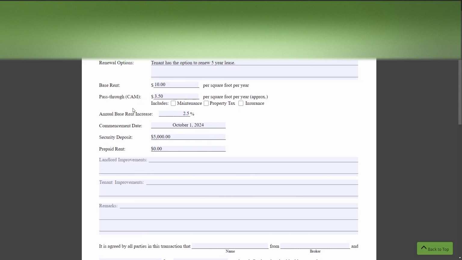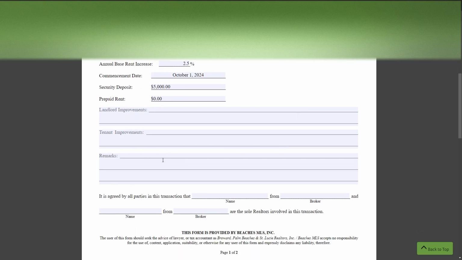Sometimes the insurance could be in the CAM, but most of the time the insurance is paid for separately, and it's based off of per square footage, similar to the CAM and the base square footage. But you could write that into the remarks here just to state some things.